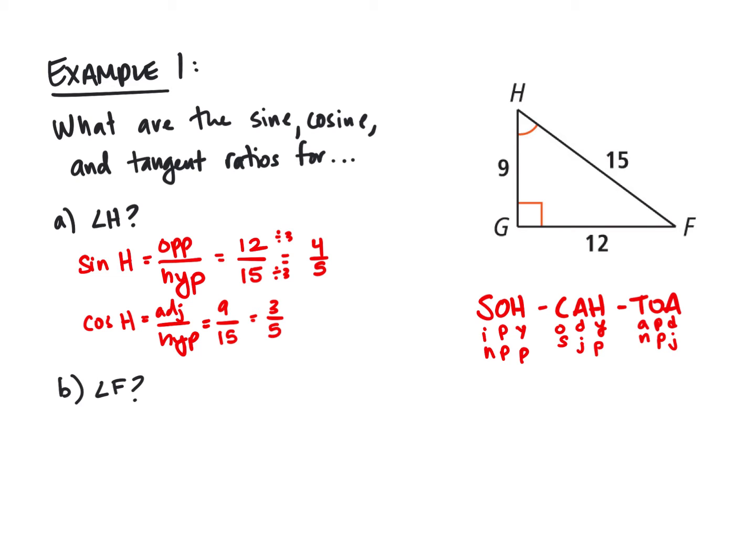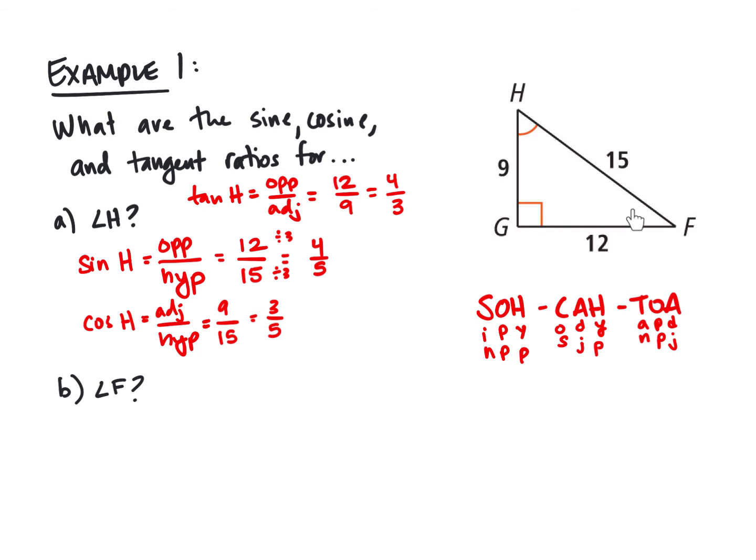Lastly, we'll do the tangent for angle H. The tangent for angle H means take the opposite leg and divide it by the adjacent leg. So again, the opposite leg for angle H was 12, and the adjacent leg was 9. Divide both of those by 3. 12 divided by 3 gives me 4. 9 divided by 3 gives me 3. So the sine for angle H is 4/5. The cosine for angle H is 3/5. And the tangent for angle H is 4/3.